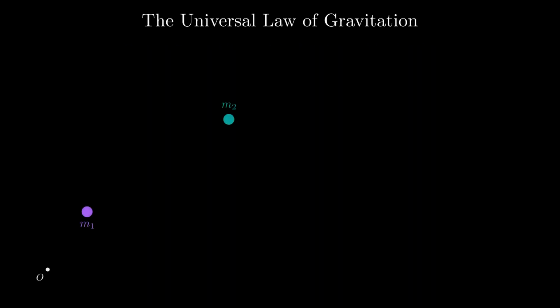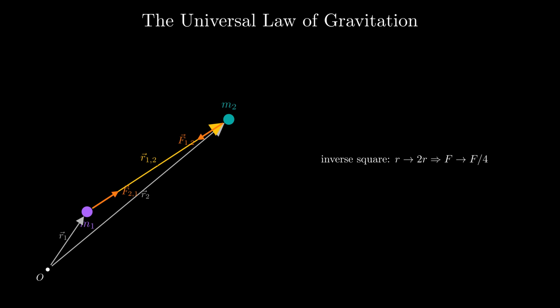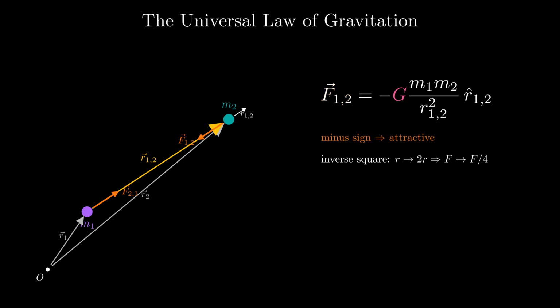Newton's universal law of gravitation describes the pull between any two bodies. Gravity is a radial force. It always points along the straight line joining their centers. Its strength falls off as the inverse square of the distance between them: double the separation, and the pull drops to a quarter. Written as a vector, the force on the second body equals minus G times the product of the two masses divided by the distance squared, directed along the unit vector that points from the first body toward the second. That minus sign makes the force attractive, drawing the bodies together.